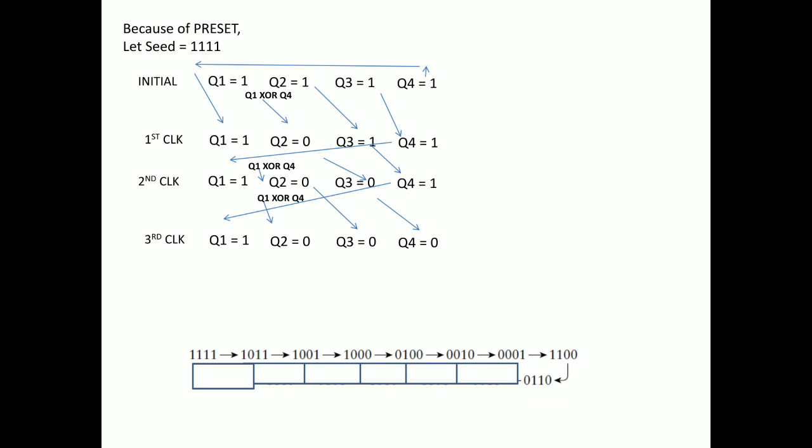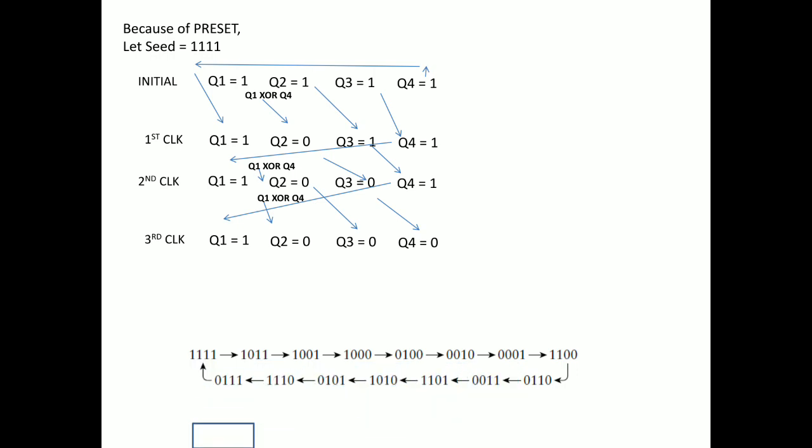Here the left bit is the MSB and the right bit is the LSB. You can see, this is MSB, this is LSB. Q2 equals Q1 XOR Q4. Like this you can construct it, and we are getting the pseudo random sequence. Don't worry about how to write this pseudo random sequence. Just observe the equations here. Observe the arrow mark.